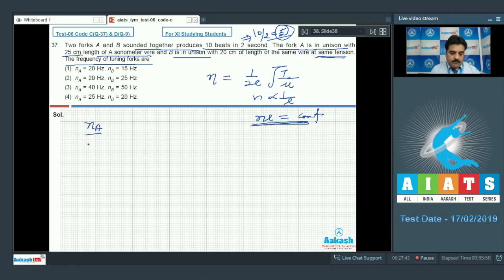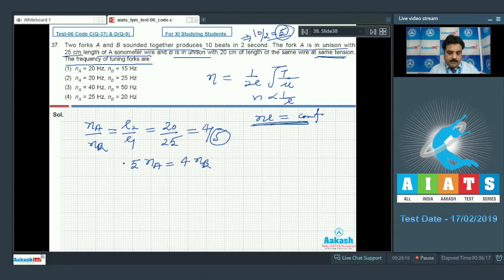For A and for B, we'll write L2 upon L1, because L is inversely proportional to N. So L2 is 20, L1 is 25 as per the question. So 4 upon 5 you will get. So I can make a relation, if I take cross multiplication, 5 times Na and 4 times Nb, and that will indicate Nb is greater than Na also.